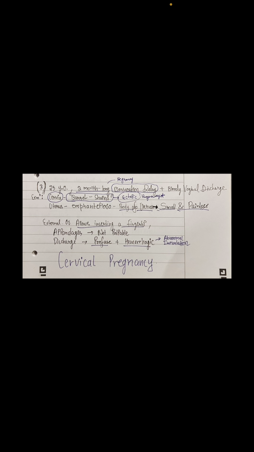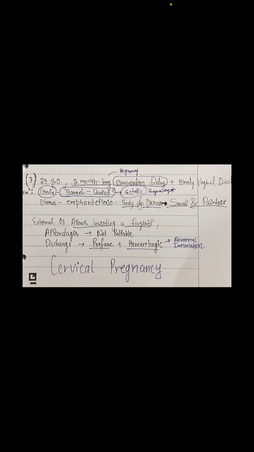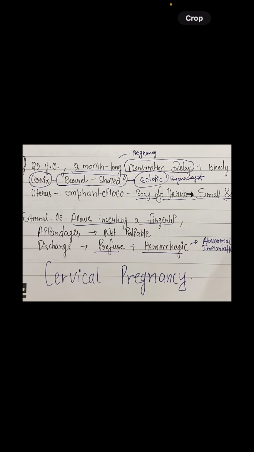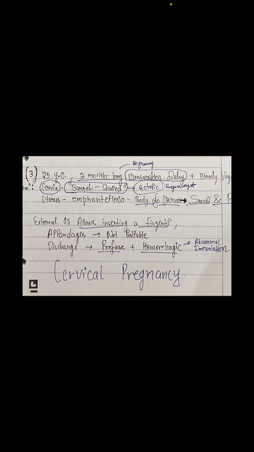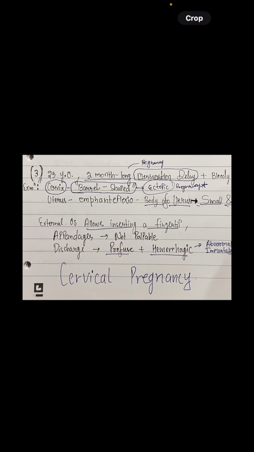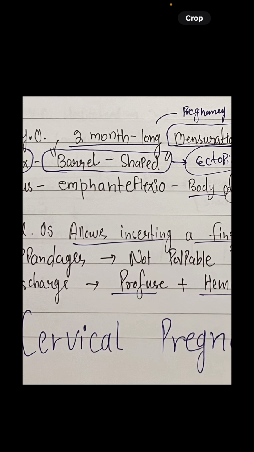The next patient is a 25-year-old with a 2-month history of menstrual delay and vaginal bleeding discharge. Examination shows the cervix is barrel-shaped. The body of the uterus is small and painless. The external os allows inserting a fingertip. Appendages are not palpable. Discharge is profuse and hemorrhagic.